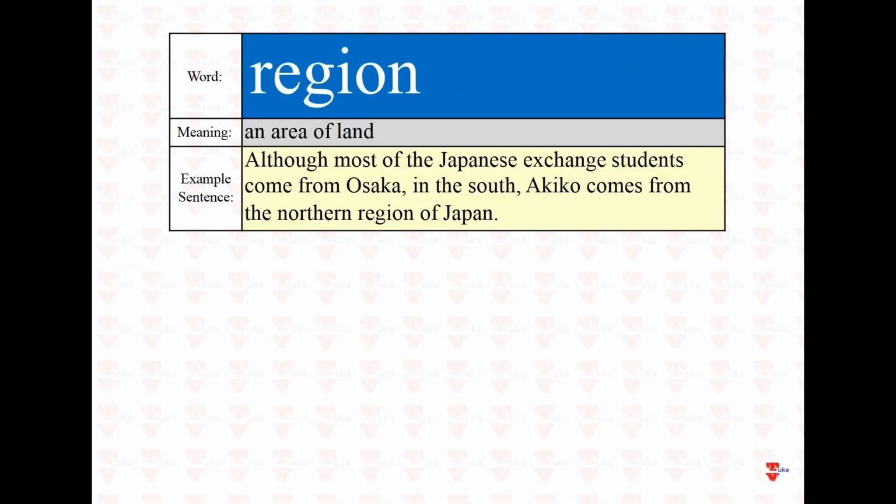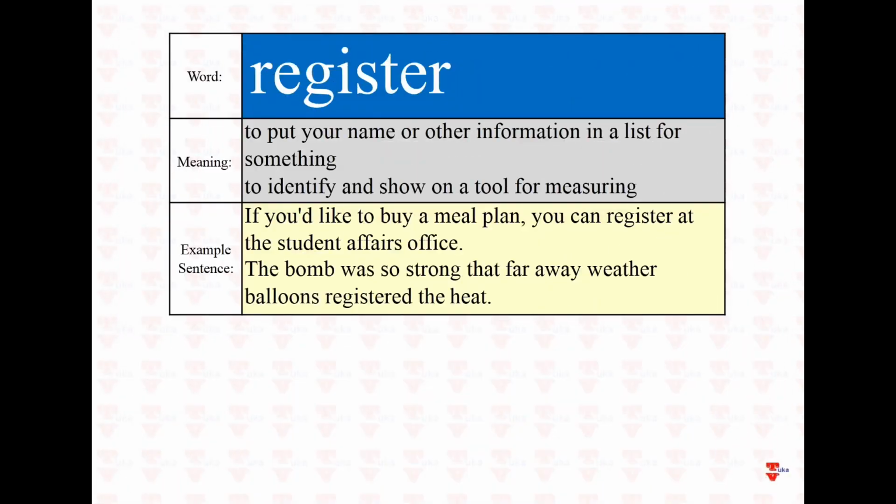Region. An area of land. Although most of the Japanese exchange students come from Osaka, in the south, Akiko comes from the northern region of Japan. Register. To put your name or other information in a list for something to identify and show on a tool for measuring. If you'd like to buy a meal plan, you can register at the Student Affairs office. The bomb was so strong that faraway weather balloons registered the heat.